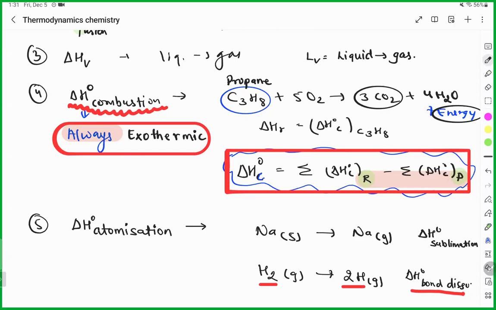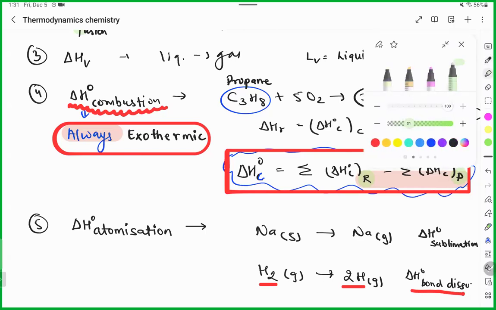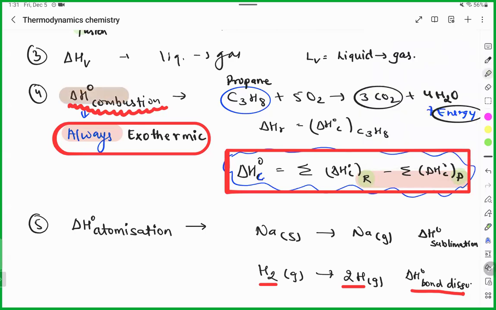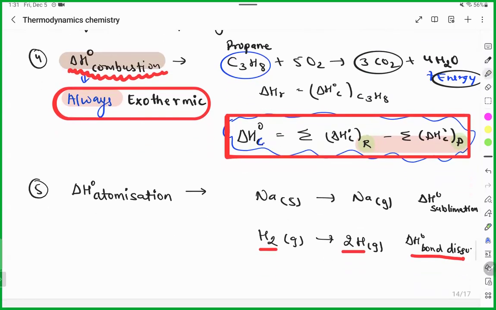Bond dissociation energy and combustion energy. Only in these two conditions, it is reactant minus product. Otherwise, it is always product minus reactant.